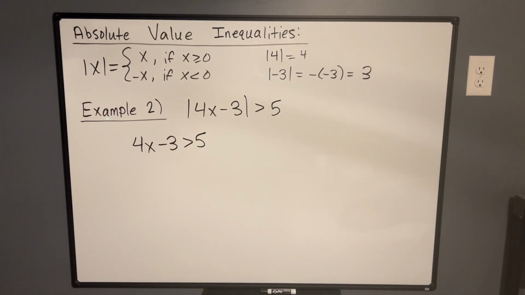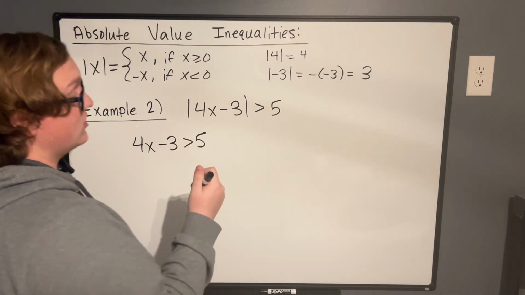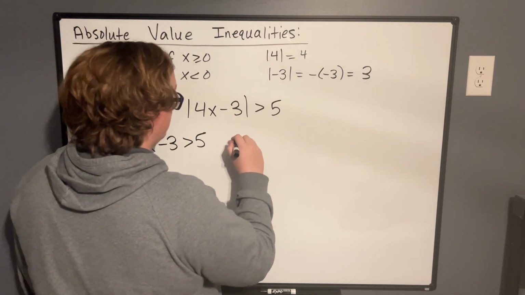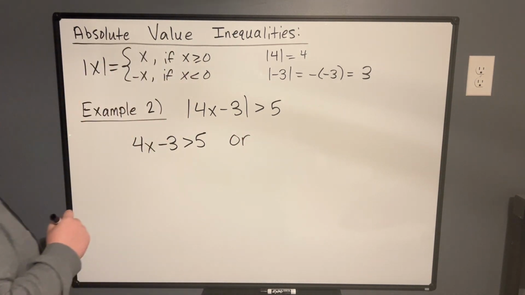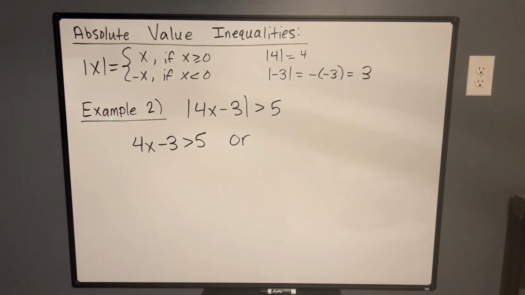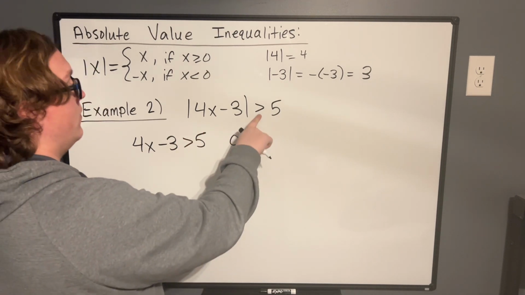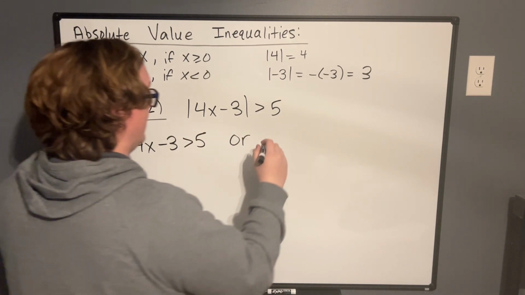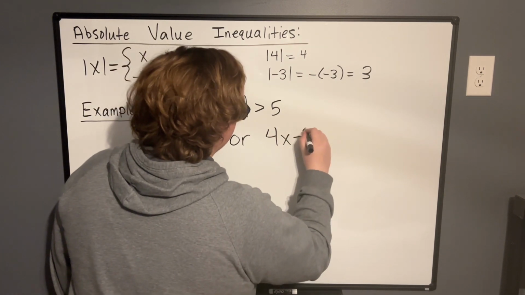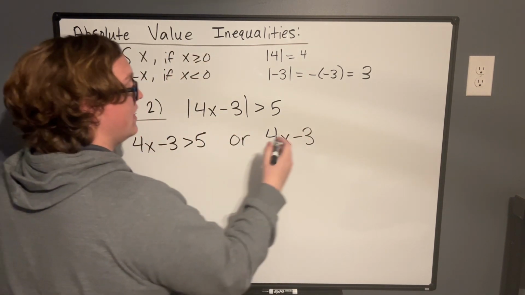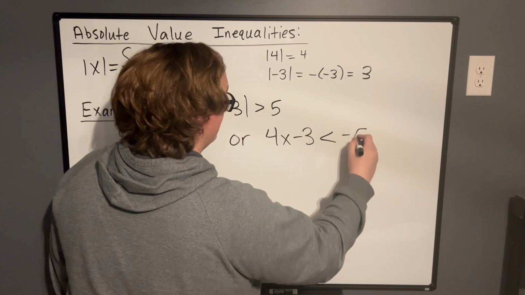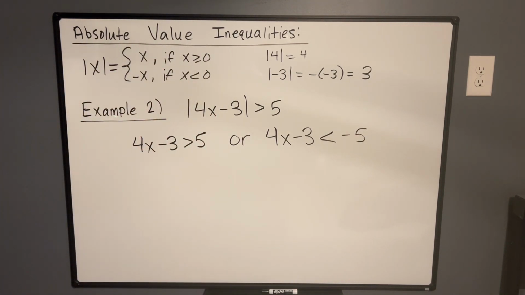Now remember I said the difference between "or" and "and" relies on what this sign is. Since it's a greater than sign, we're going to choose "or" as the word in between the two cases. And then the last case, we have to make the 5 negative. But remember, when we make the 5 negative, we have to flip the inequality. So we're going to have 4x minus 3, instead of being greater than, it's going to be less than negative 5. So these are our two possibilities.